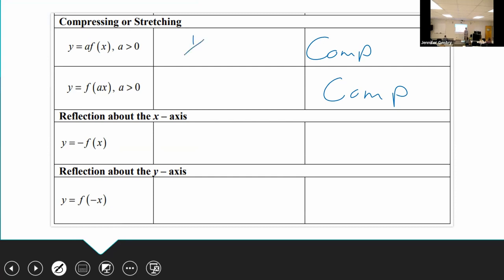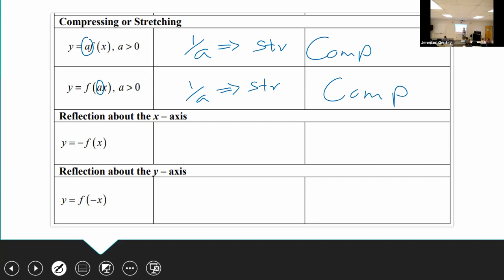Wait, they're both compressed? Y or not? Yes, because this is associating it with the X. This is the Y. This is associating it with the X. So they're both pretty much the same. So ignore where the A is at when you get to that question. All that matters is if A is bigger than 0.